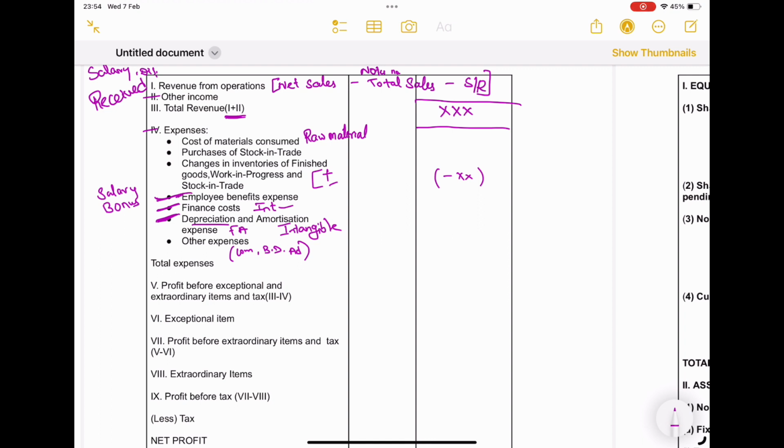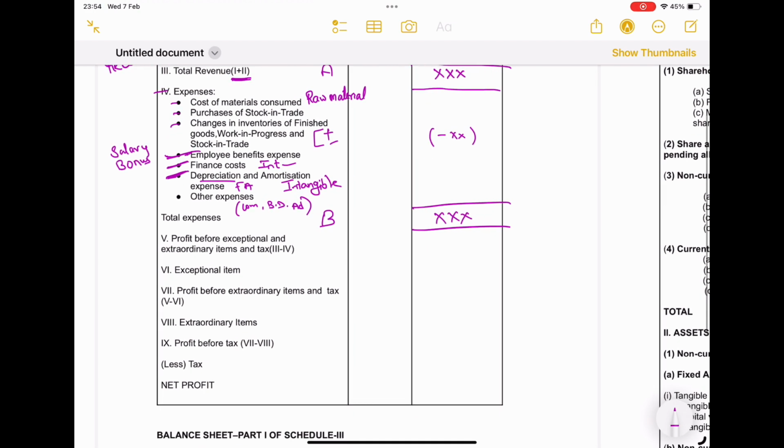By adding all the above six points, we identify the total expenses. Consider this one as A and this one as B. Then profit before exceptional and extraordinary items. Actually this is the format, this is how the problem has to be solved. But for your examination purposes, we are not going to mention any of this. For example, this one will not be mentioned.